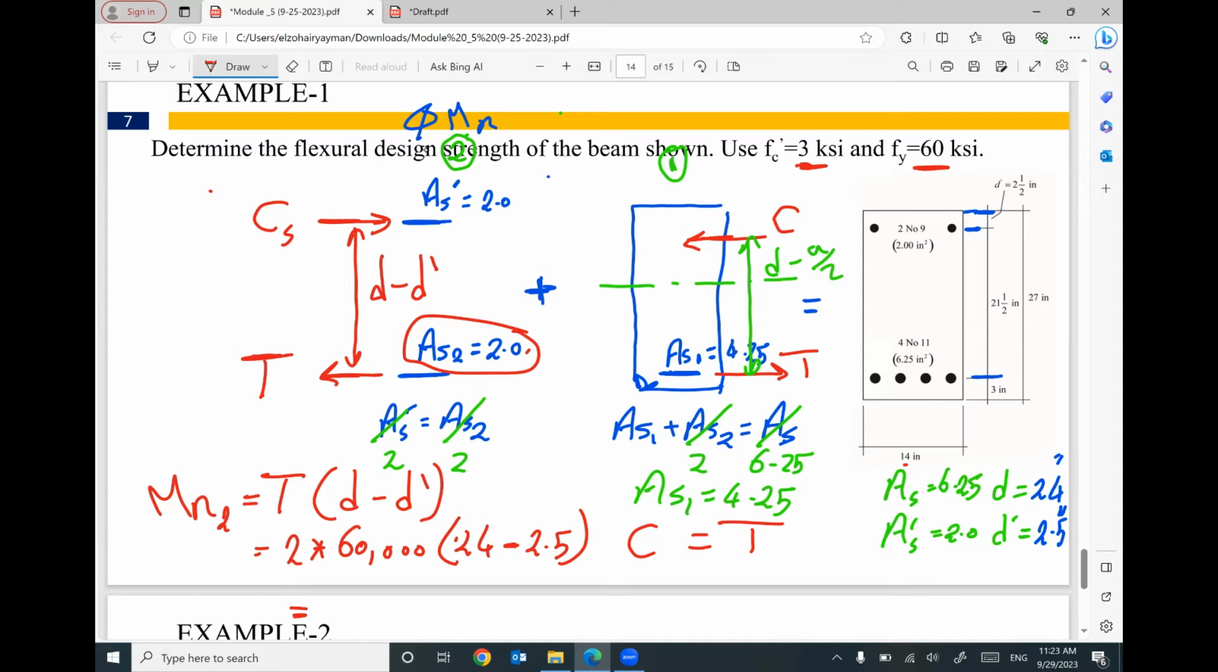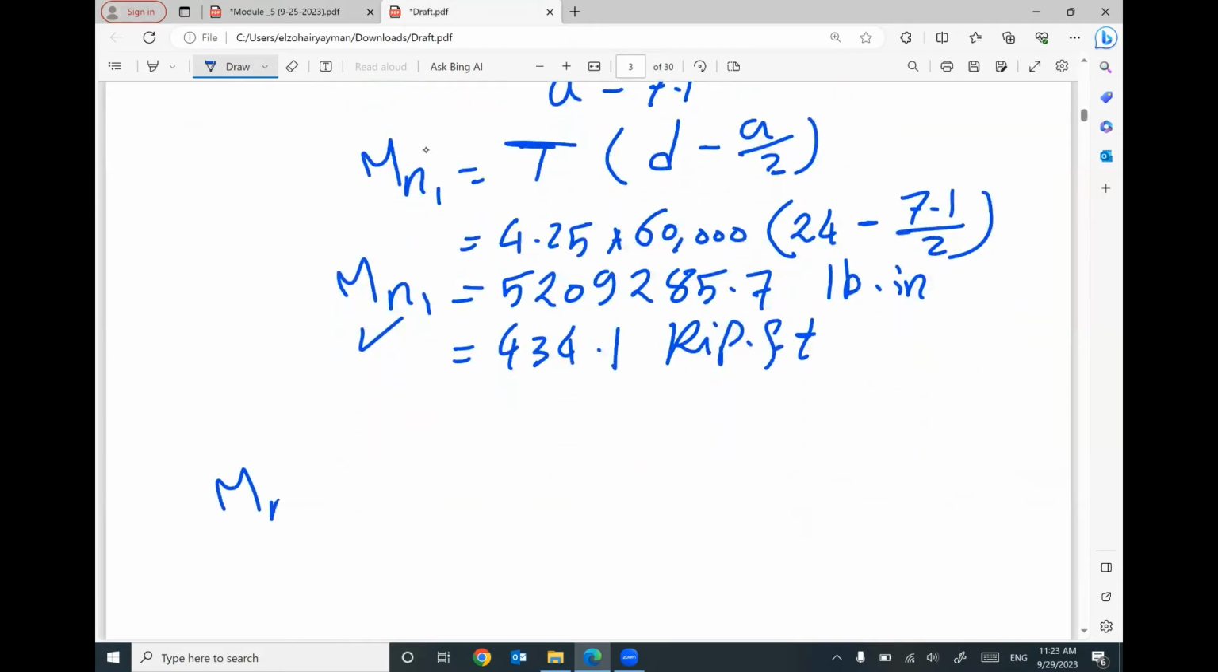From this one, I can figure out the nominal moment part number 2. It will be 2 times 60,000 times 24 minus 2.5. I got 25,800,000 pound inch. If you divide this number by 12,000, it will be 215 kip foot. But this is the nominal moment for part number 2 of the cross section. Since the two parts represent the total cross section, your final nominal moment will be MN1 plus MN2.